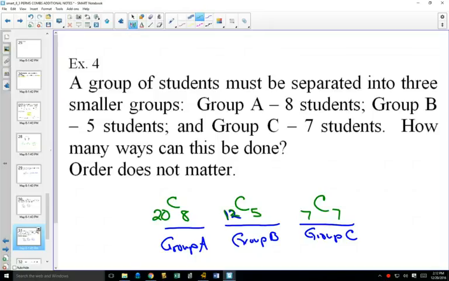Now, it should make sense that once you've chosen everybody for Group A and everybody for Group B, and you haven't been chosen yet, and you go, what group am I in? Well, you're going to be in Group C, because that's the only group that's left, right? Whoever is left, those last 7 people, they're going to be in Group C. And if you multiply all of these together, you are going to get the total amount of ways that you could split your class into 3 different groups. So again, I'll let you do the calculator part to figure that out.